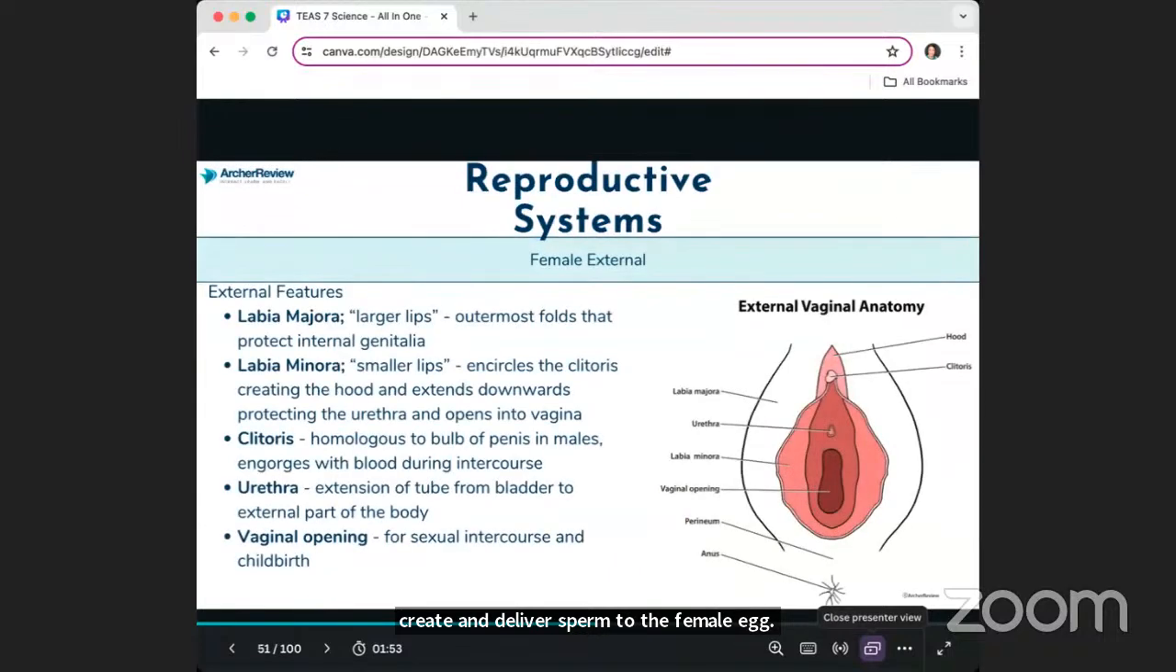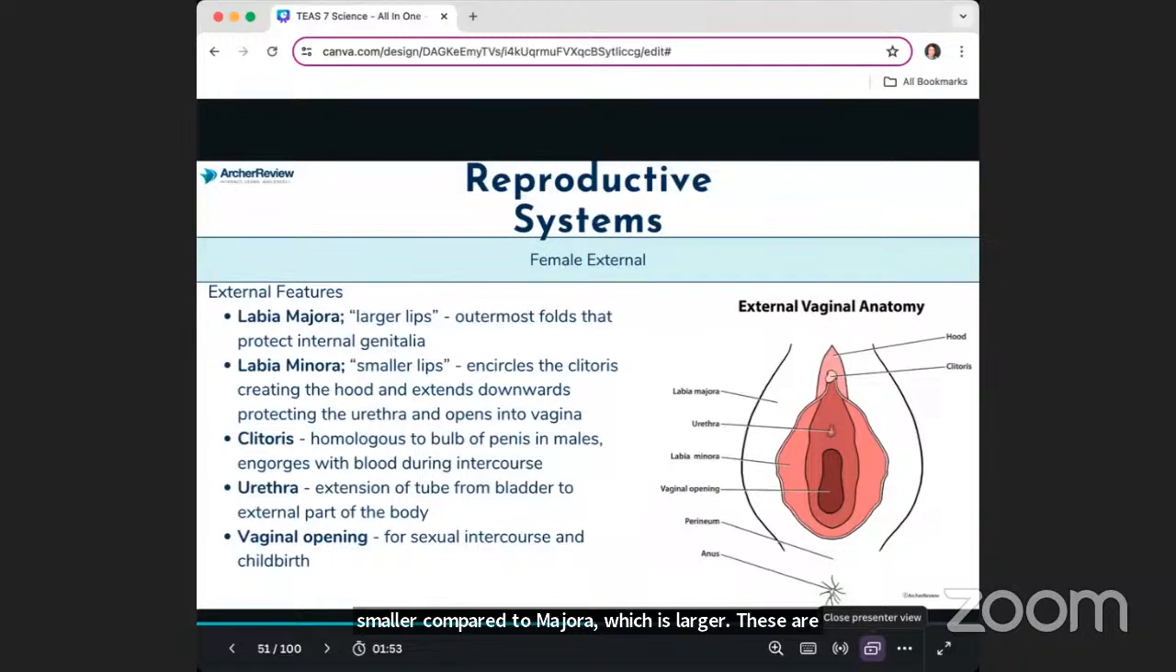For a female external anatomy, there are different external features that we will briefly talk about. First, the labia majora, known as the larger lips. These are the outermost folds that will protect all internal structures. Then we've got the labia minora. See how minora means smaller compared to majora, which is larger. These are the smaller lips, the labia minora.